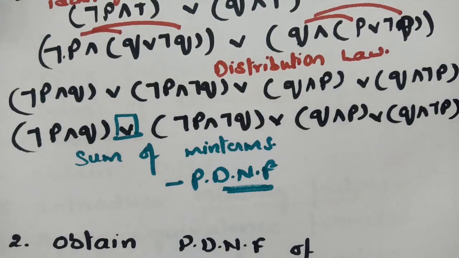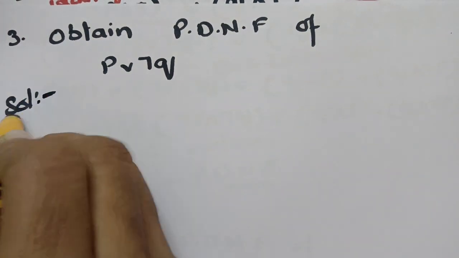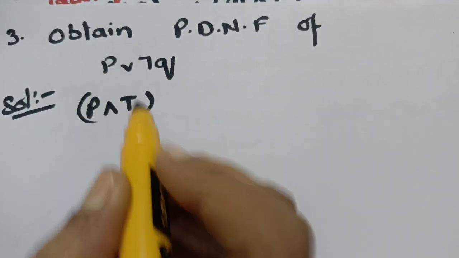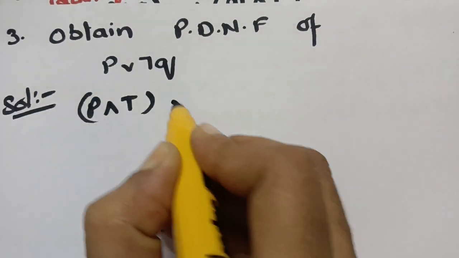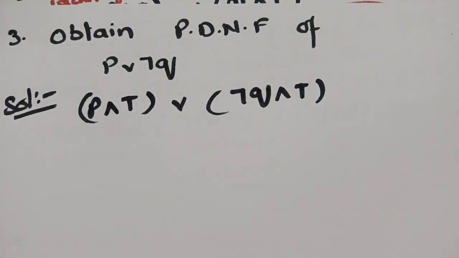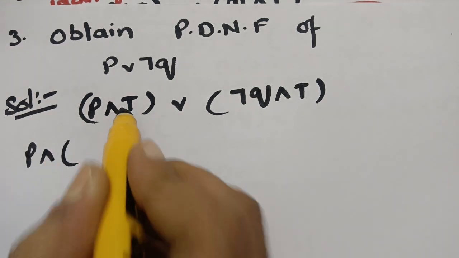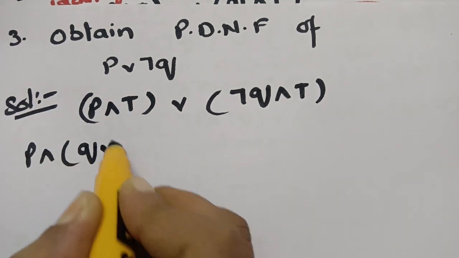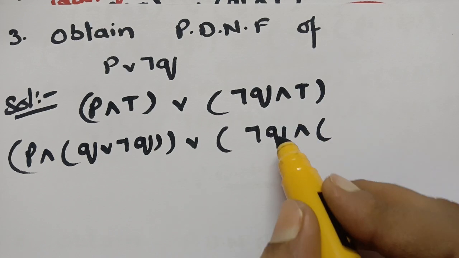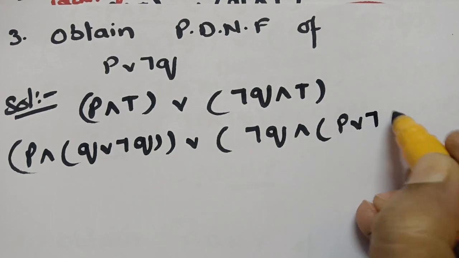And the next important question here is obtain the PDNF of P or negation Q. See here, as there is no implication or double implication, straight away we can add up the missing term. Here there is P, and therefore I am introducing true. So according to our identity law, P and true is again P. And here for negation Q, what I have to introduce? P. So I am introducing true first of all. And the next one here, P, and in place of T I am writing Q or negation Q, as Q is missing now. Clear? Or this is negation Q, or so there is Q here. What is missing? P is missing. Therefore P or negation P.